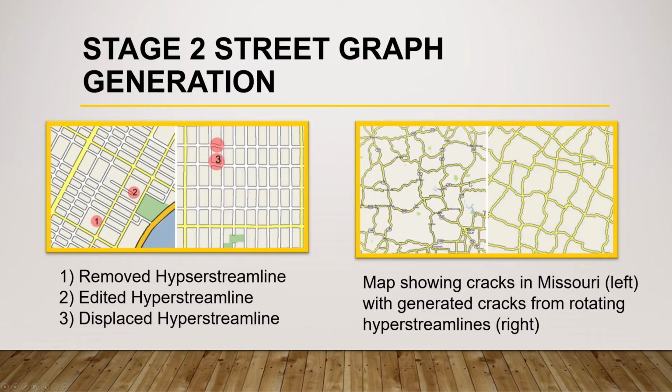So here's the examples that I'll go over to maybe hopefully clear it up for you more. In step 1 here, we've got a removed hyperstreamline. So this is a side street, as you can think of it as that the hyperstreamline is a tangent.